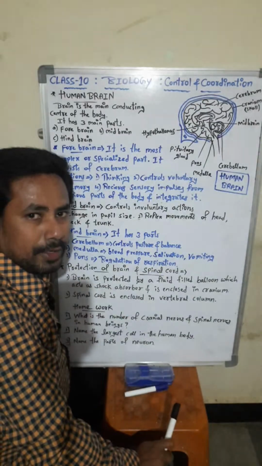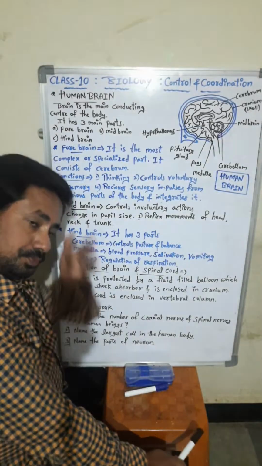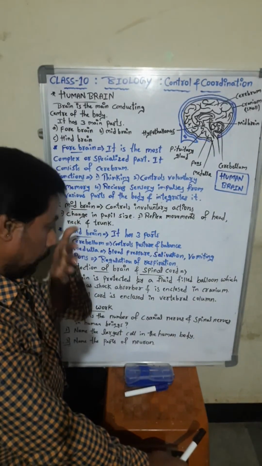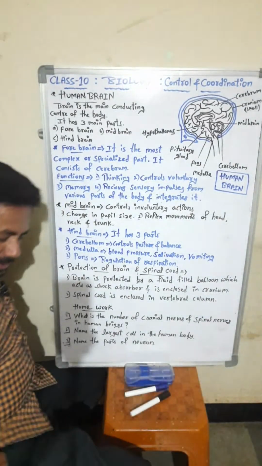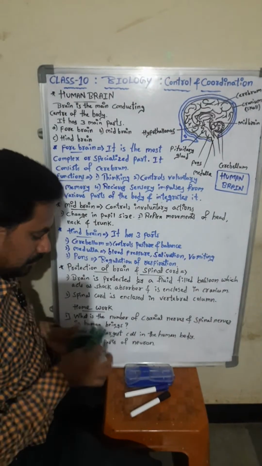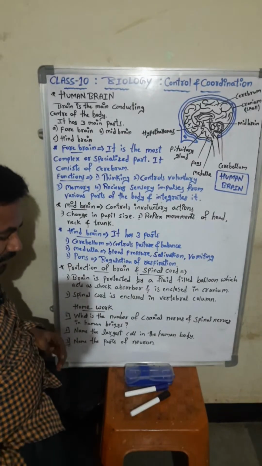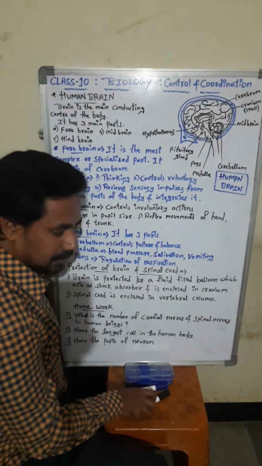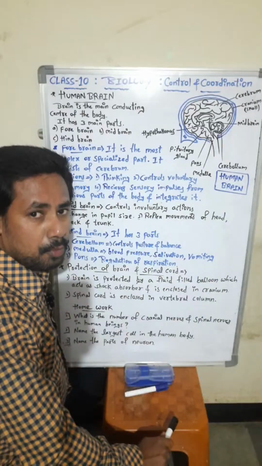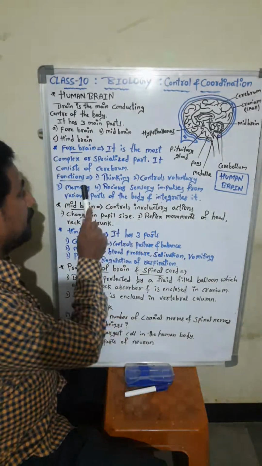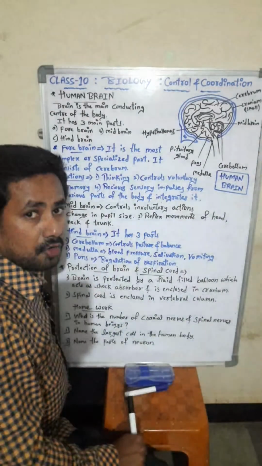Third one, memory; it stores information, students. If I ask you what photosynthesis is, you will suddenly tell the definition of photosynthesis. If I ask you a few scientists' names, definitely you are going to tell. How? Because the information is stored in your brain, especially in the cerebrum or forebrain. So this is the third function of the forebrain.